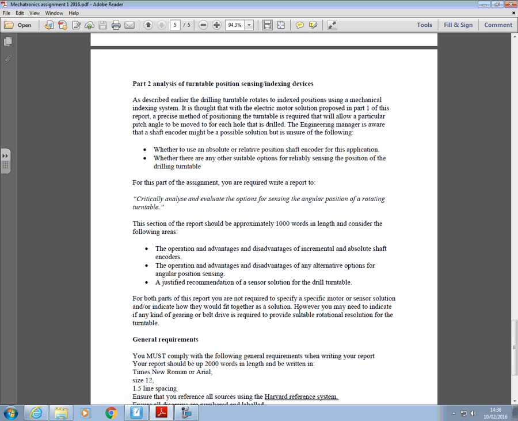The usual general requirements around the word count and using Harvard referencing and so on and so forth. So that's my brief introduction to assignment 1 for electronics. Any questions?